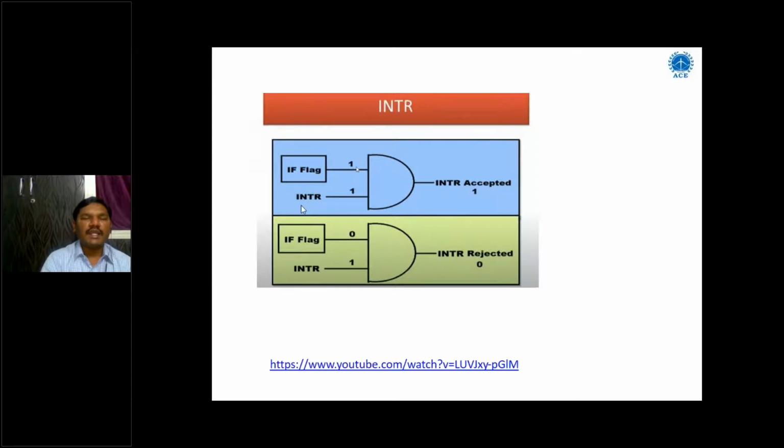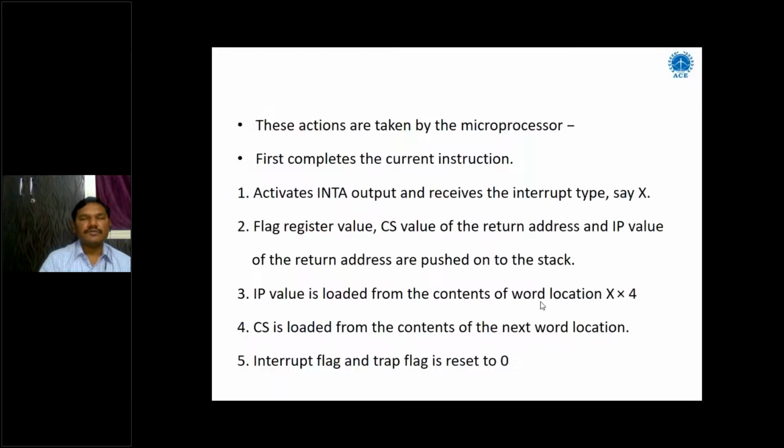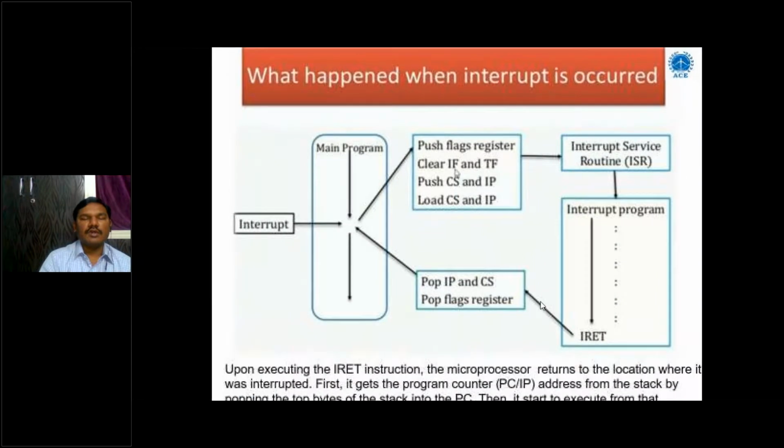If the IF flag and the interrupt are both high, then only the interrupt request is accepted. If the IF flag is 0, even if the interrupt request is high, because the interrupt flag is 0 in the flag register, no interrupt will be received from the external device. See here, that is what is happening.